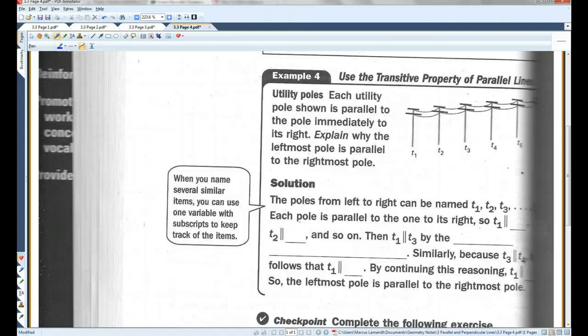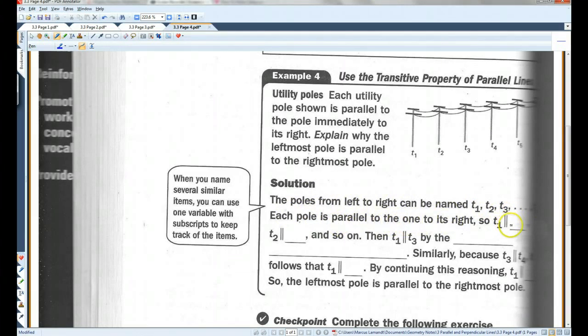Alright. Each utility pole shown is parallel to the pole immediately to its right. Explain why the leftmost pole is parallel to the rightmost pole. So, this pole is parallel to this pole is parallel to this pole, etc. They want to know why this pole is parallel all the way to this pole. Sorry that this got cut off in the copy. It says the poles from left to right can be named T1, T2, T3, etc. Each pole is parallel to the one at its right.